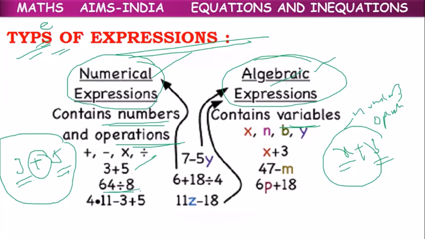So 64 divided by 8, numerical expression. 4.11, the dot stands for into. 4 into 11 minus 3 plus 5. It's a numerical expression.